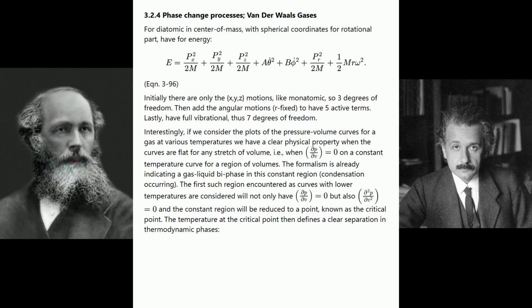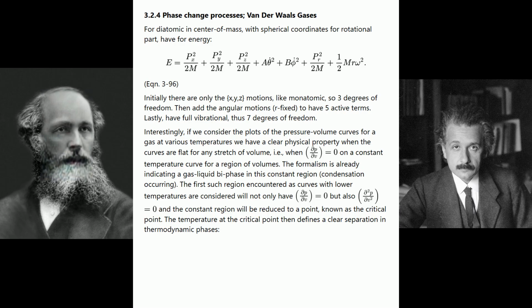Interestingly, if we consider the plots of the pressure-volume curves for a gas at various temperatures, we have a clear physical property when the curves are flat for any stretch of volume, i.e., when the partial derivative of P with respect to V equals 0 on a constant temperature curve for a region of volumes. The formalism is already indicating a gas-liquid biphase in this constant region, condensation occurring.